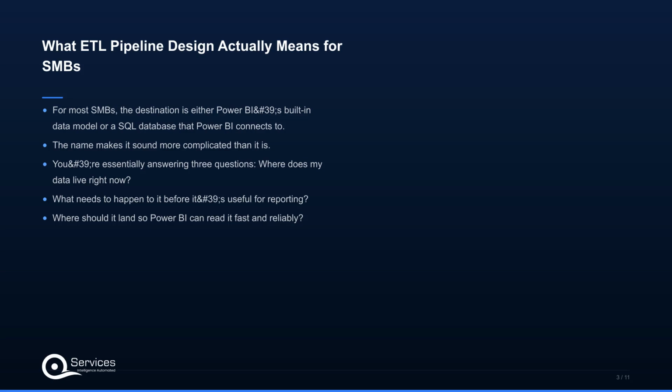ETL pipeline design is the process of defining how raw data moves from your source systems, gets cleaned and shaped, and lands in a destination your BI tool can query. For most SMBs, the destination is either Power BI's built-in data model or a SQL database that Power BI connects to. The name makes it sound more complicated than it is.